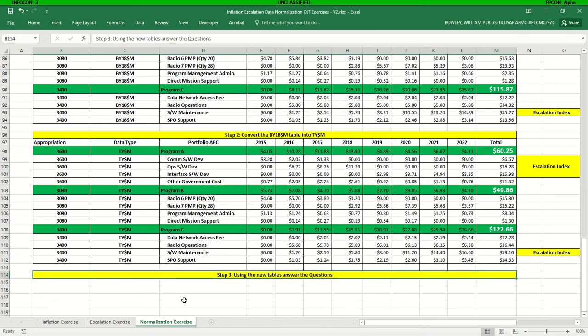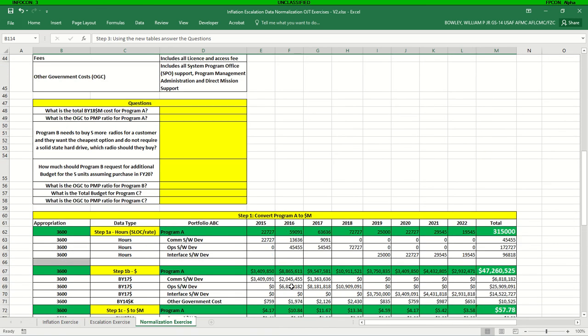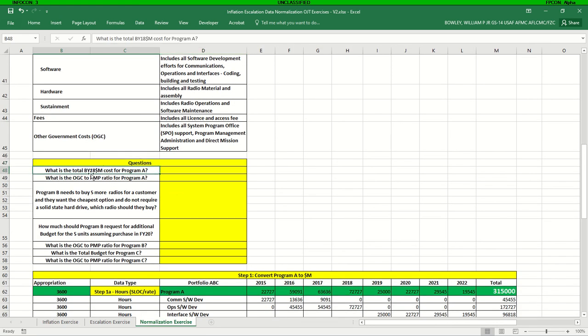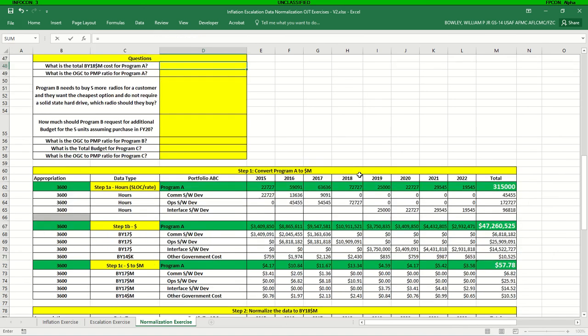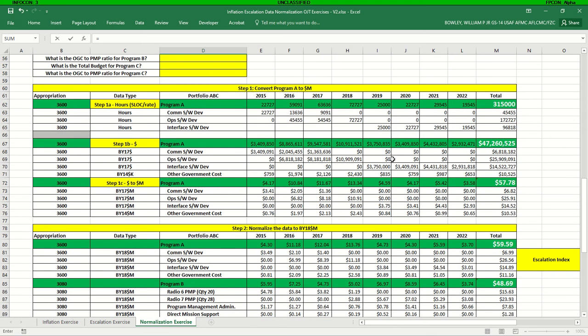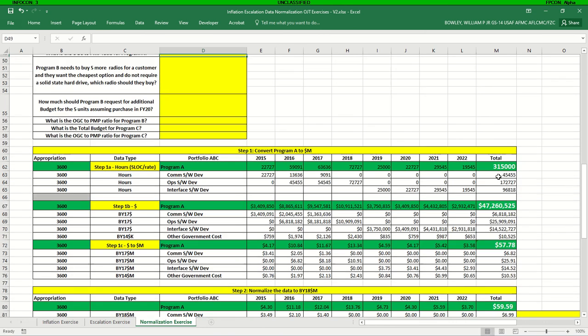So now we can move on to step 3, using the tables we've created and all this normalization we've done, we can now go answer the questions. So the first question: what is the total base year 18 dollars millions cost for program A? In this first step, we converted it to dollars millions, but this is not base year 18. Step 2 is where we converted these to base year 18 dollars millions, and the program A total is here. So this is our answer.